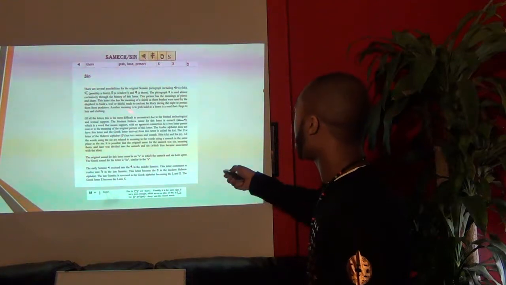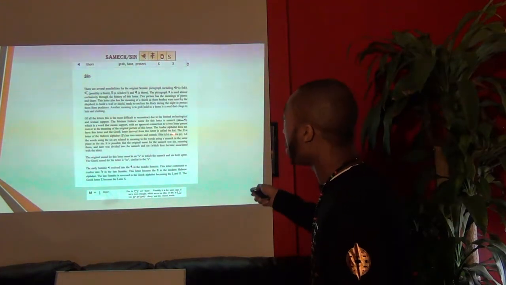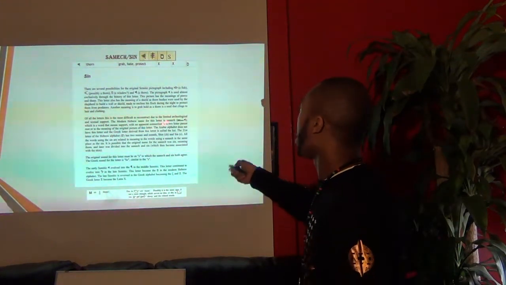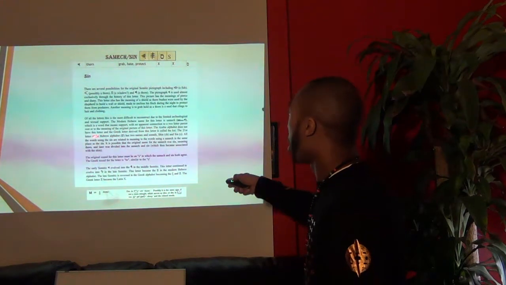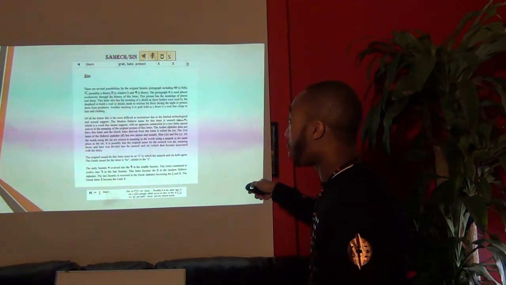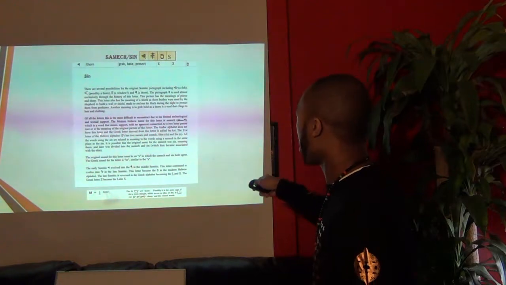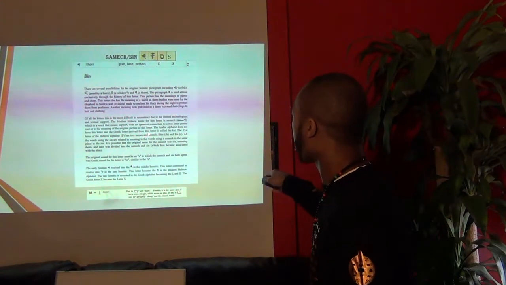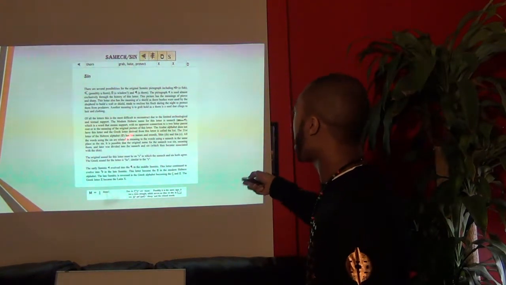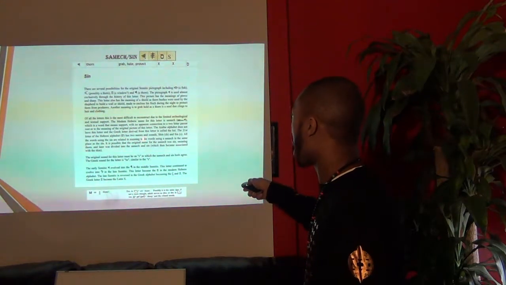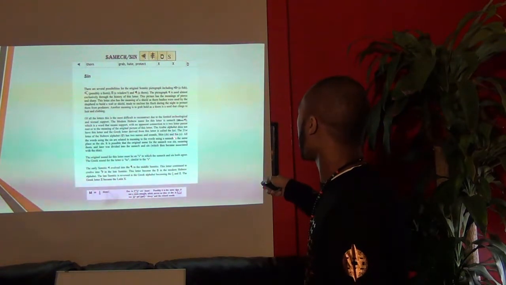Alright? Of all the letters, this is the most difficult to reconstruct due to the limited archaeological and textual support. The modern Hebrew name for this letter is Samech, which is a word that means support, with no apparent connection to the two-letter parent root or the meaning of the original picture of this letter. The Arabic alphabet does not have this letter, and the Greek letter derived from this letter is the Greek Xi, right?